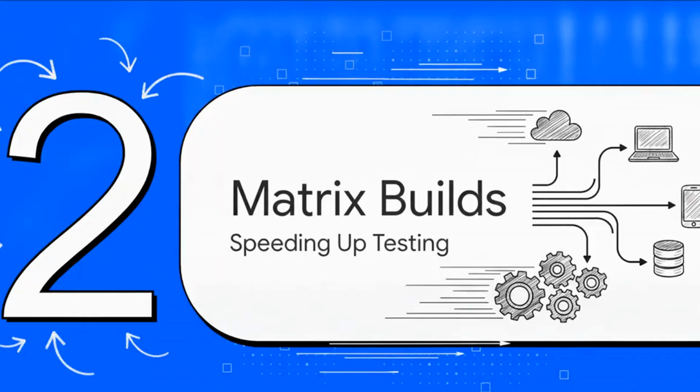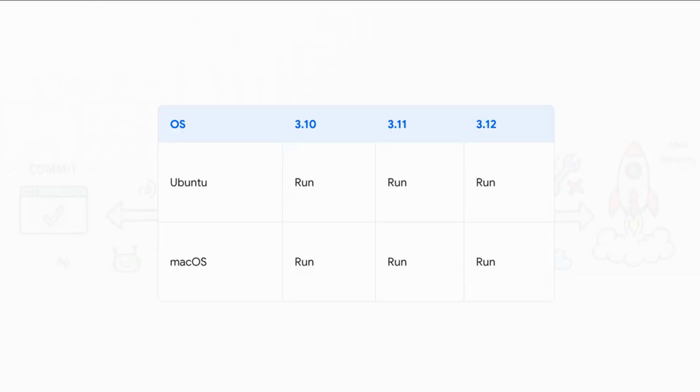Moving right along to Section 2, speeding up matrix builds. Now, this brilliantly illustrates the sheer power of a matrix strategy for reducing execution time. Let's say your app needs to support different operating systems, like Ubuntu and macOS, and different Python versions like 3.10, 3.11, and 3.12. Instead of running these tests sequentially, one after the other, and waiting around all day, a matrix build runs the exact same test job across every single combination simultaneously in totally parallel pipelines.